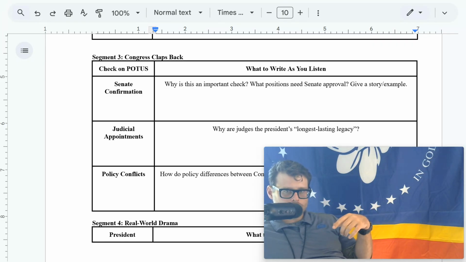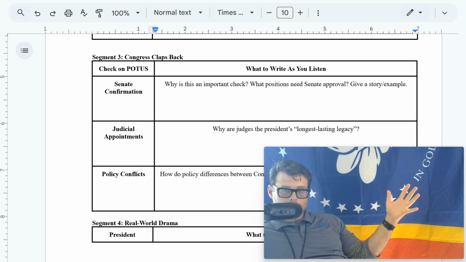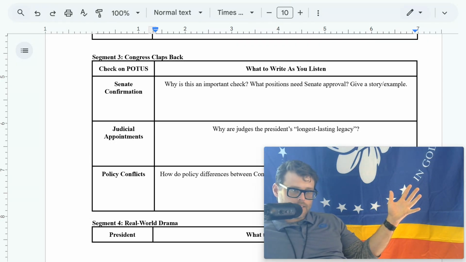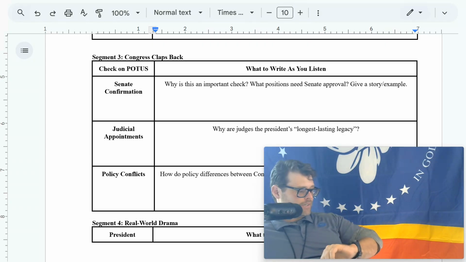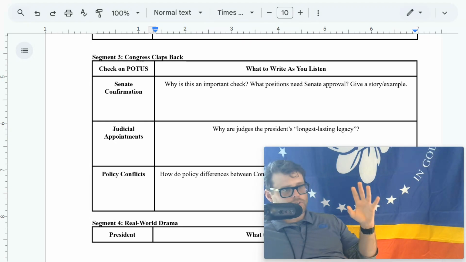Truman and the steel mills during the Korean War. Nixon and executive privilege during the Watergate scandal. Obama and the Dreamers, immigrants that needed amnesty to become citizens, right? And then Trump's judges being confirmed immediately without much being blocked. Or his border wall funding. Or Biden's student loan forgiveness that was struck down. That's everything you need to flex on the AP exam, guys.